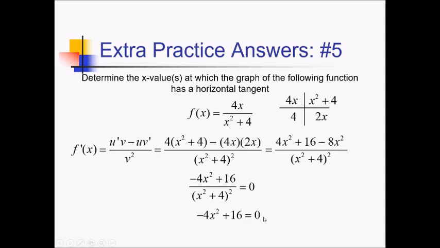And if I subtract 16 and divide by negative 4, I've got x squared equals 4, which means that x equals plus or minus 2. Now let me just quickly check. If I plug plus or negative 2 back into the equation here, I'm not going to be zeroing out my denominator also, so that's a good thing. That means these are both valid locations for my horizontal tangents.